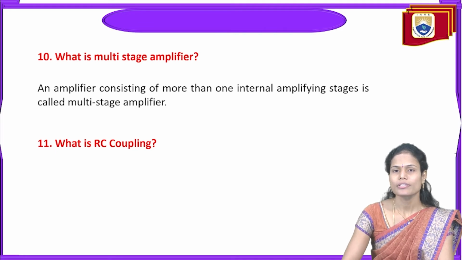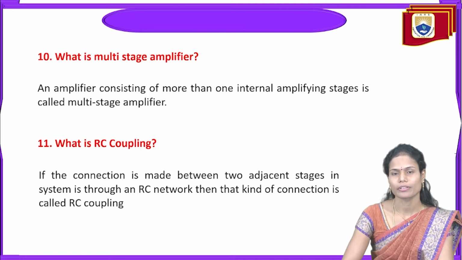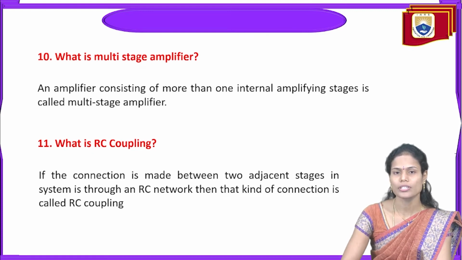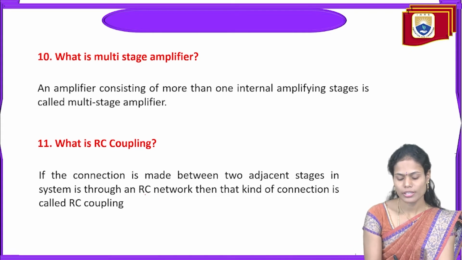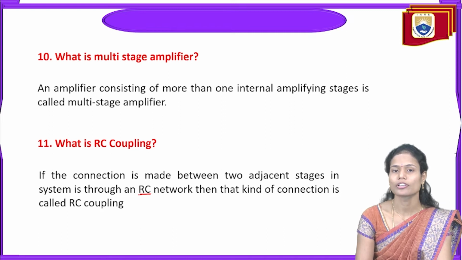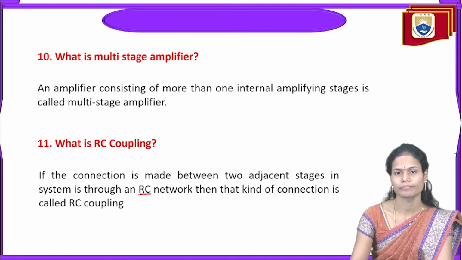And next, what is RC coupling here? In the multistage amplifiers, if the connection between two adjacent stages in the system is made through a resistor and capacitor network, then that particular type of amplifier is known as an RC coupled amplifier, and that type of connection is known as RC coupling. In that case, we utilize resistors and capacitors in order to interconnect two intermediate stages.